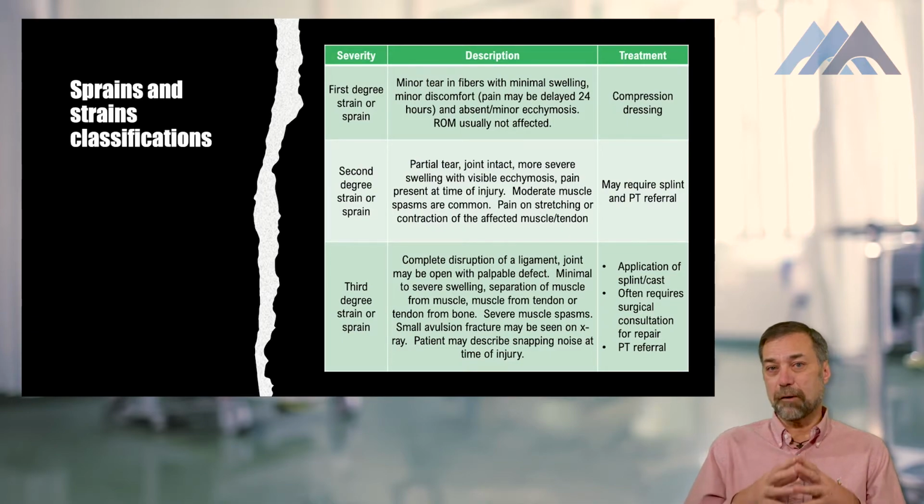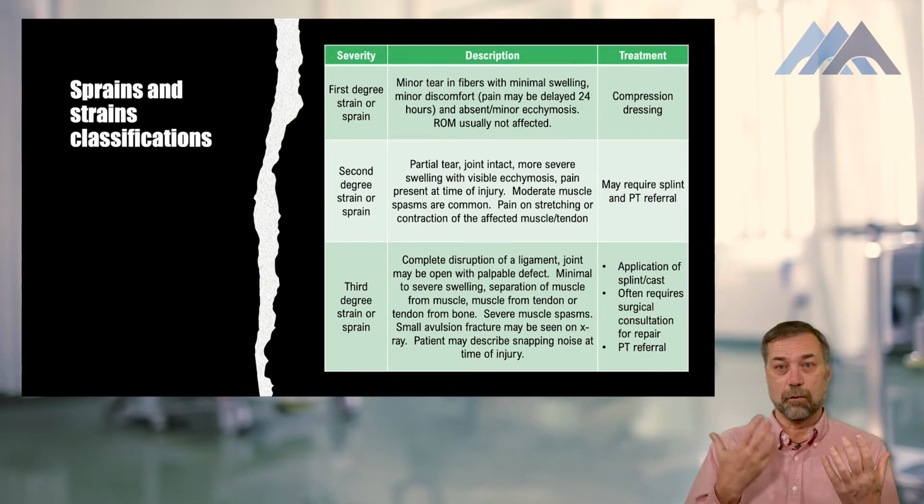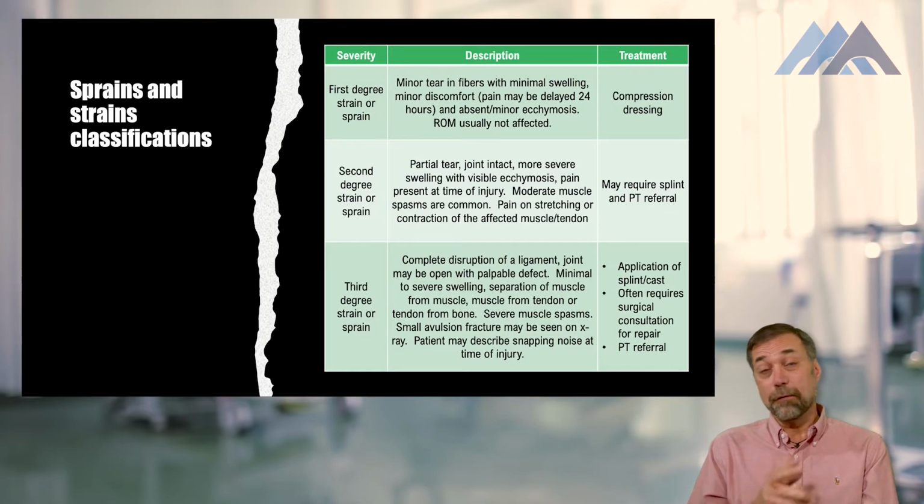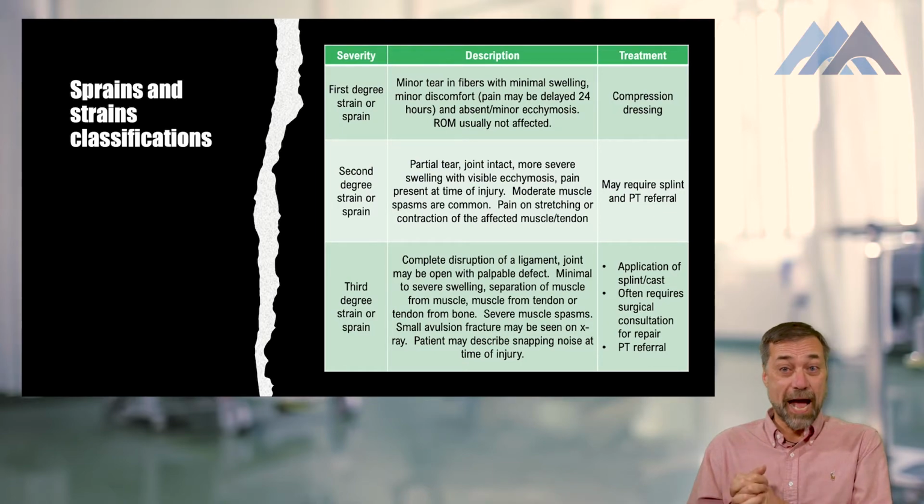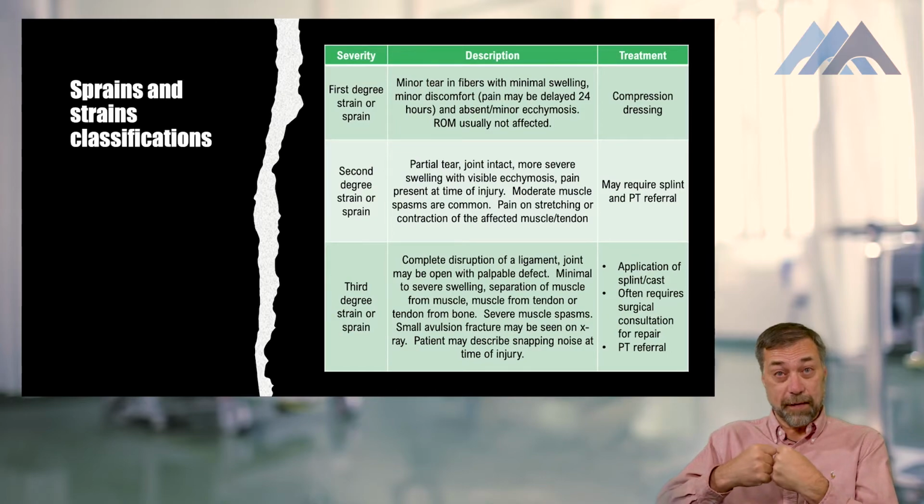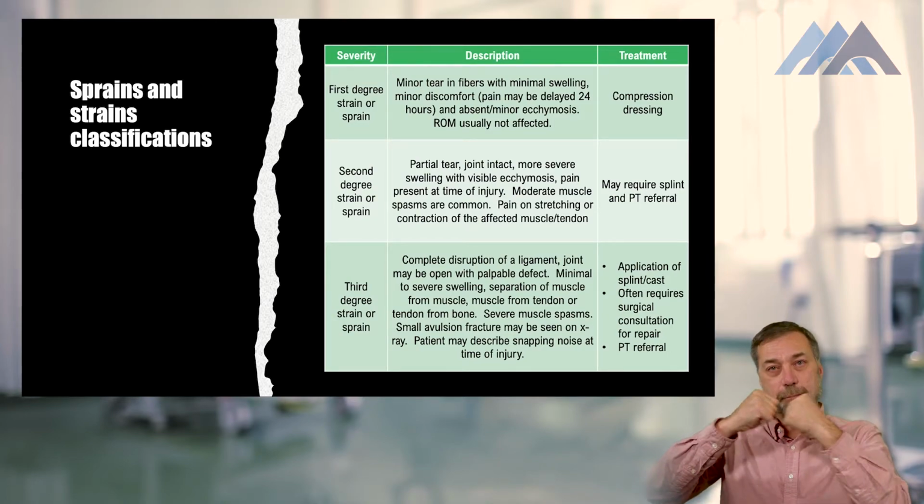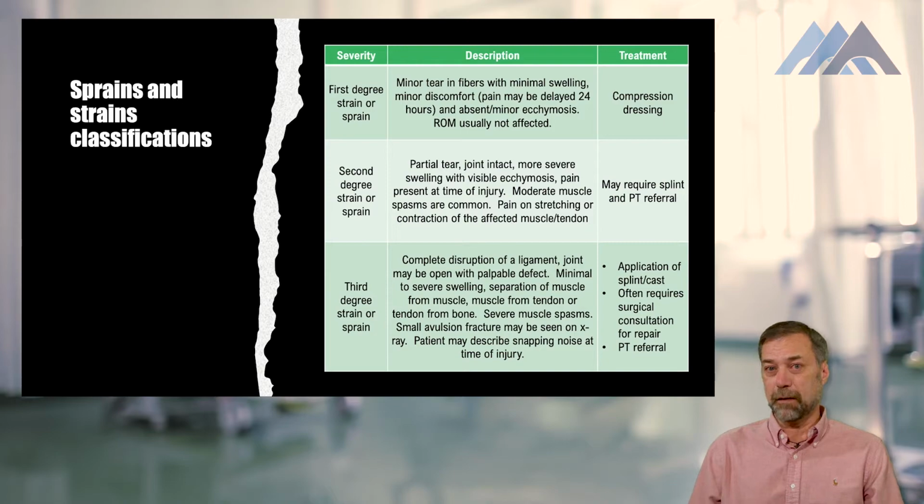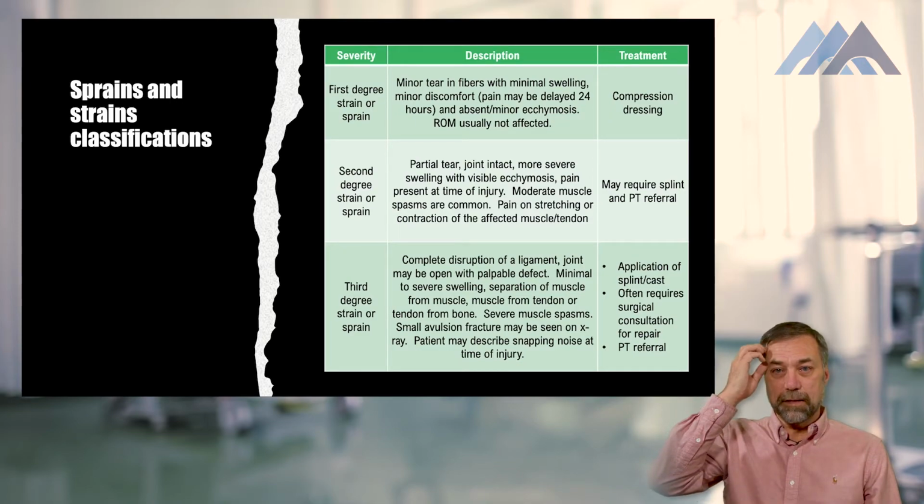Now, a second-degree sprain or strain is, of course, a little bit more serious. In this one, you have a partial tear of the tendon or the ligament. Now, the joint or muscle will still be intact, but because there's a partial tear, there is a risk that use of that limb could cause the partial tear to become a complete tear, and then it becomes a more severe injury. So we want to treat these a little bit more carefully. Patients with second-degree sprains or strains will have obvious ecchymosis to the area, and pain that is present at the time of the injury.